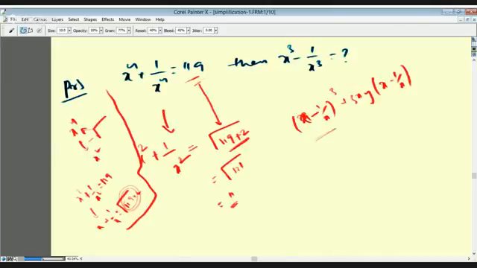So you need to find x minus 1 by x. If you know this value, the answer will be very easy. So from this we can write x plus 1 by x. So x plus 1 by x is nothing but, you'll be getting like this: square root of 11 plus 2. So this is one way.